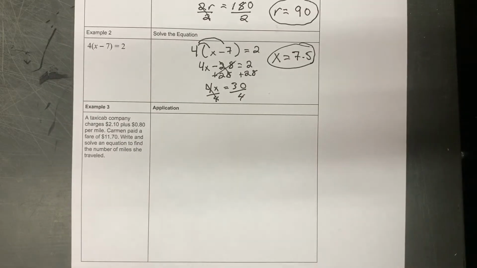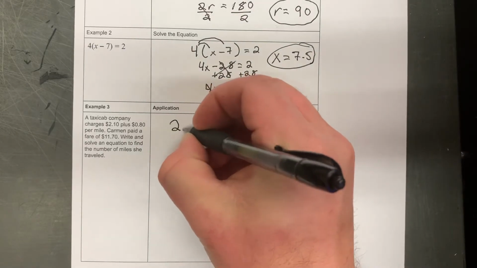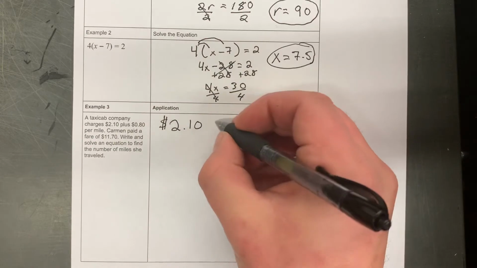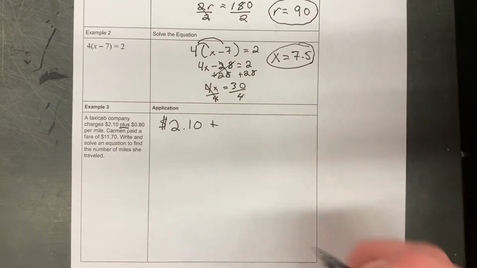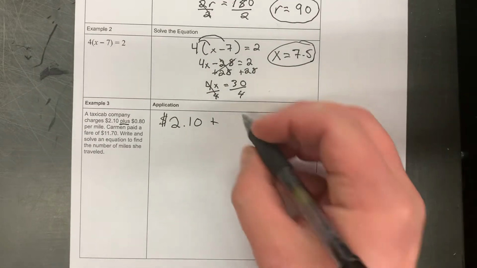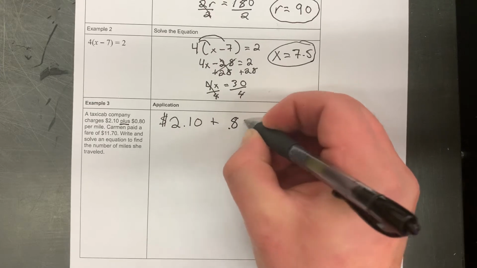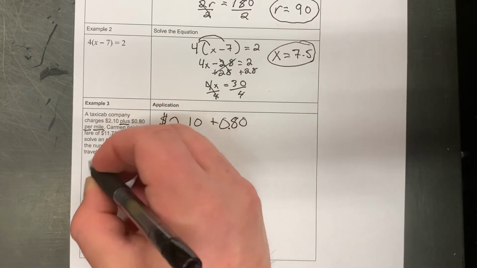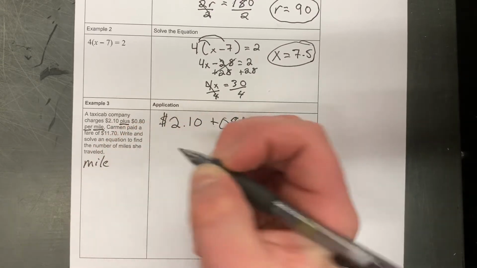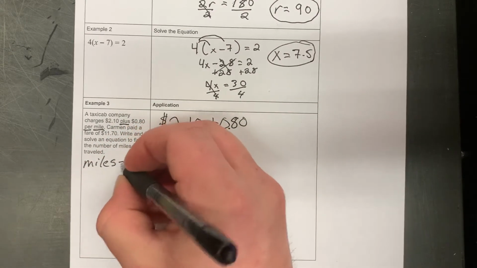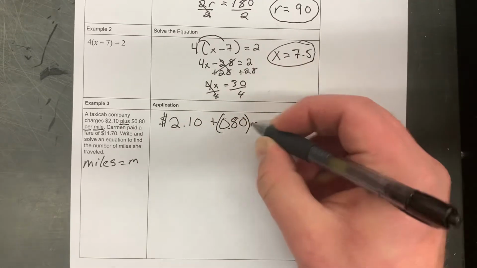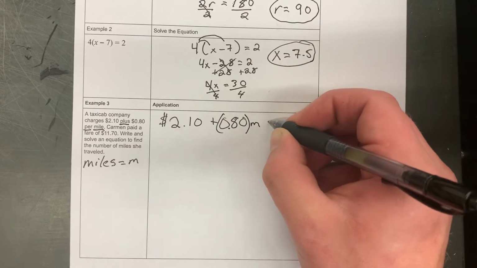Down here, we have a taxi cab company that charges $2.10 right off the bat. Plus, it tells us plus right there, so we're going to put a plus sign. 80 cents per mile. Now, per means that we're multiplying. Miles, I'm going to use M for miles. So I'm going to have 80 cents per mile right there.